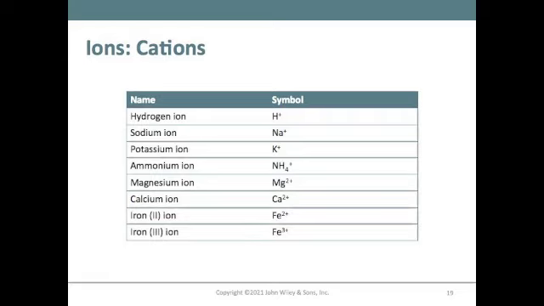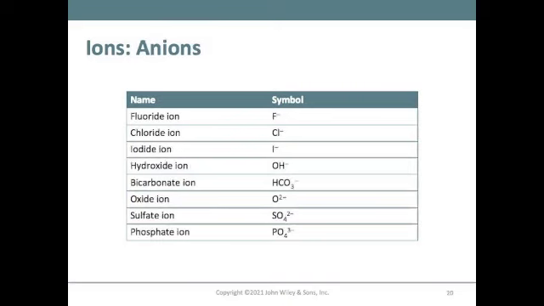And this brings us to table 2.2 on page 35. This particular slide shows common cations in the body. And we move on to the next slide. We're on the same page, same table, but now we're looking at common anions in the body. Please review this table on your own time.